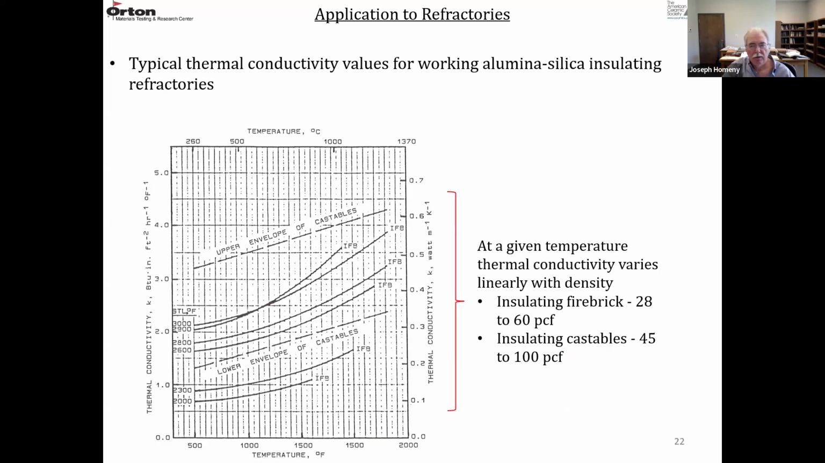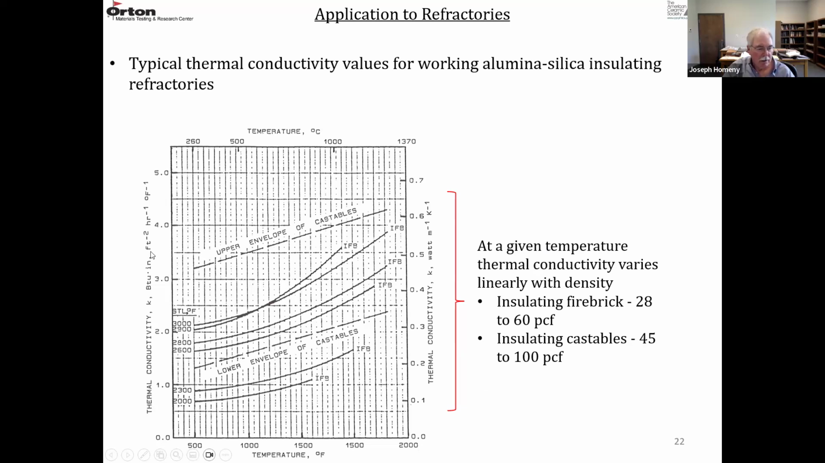And then the last slide here are alumina silica insulating refractories, both castables and fired refractories. These are highly porous, so all of these conductivities are increasing with temperature due to the radiation effect. So at any given temperature, the thermal conductivity tends to vary in a linear manner with the density.